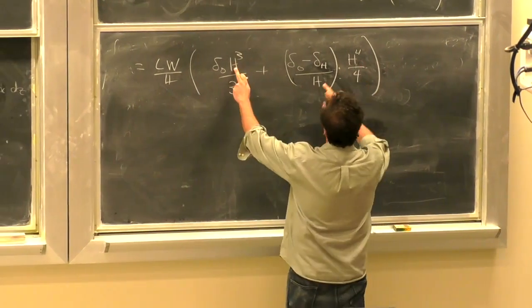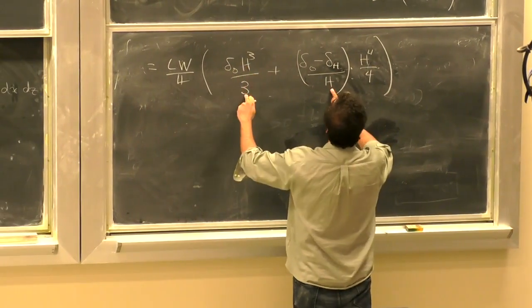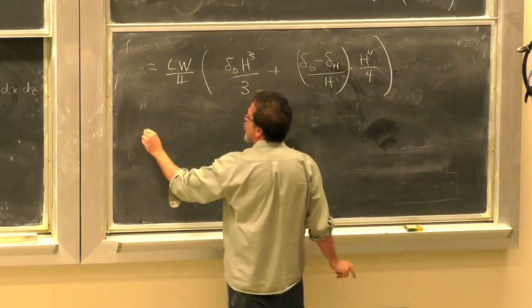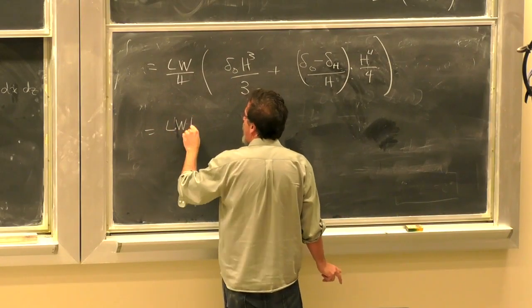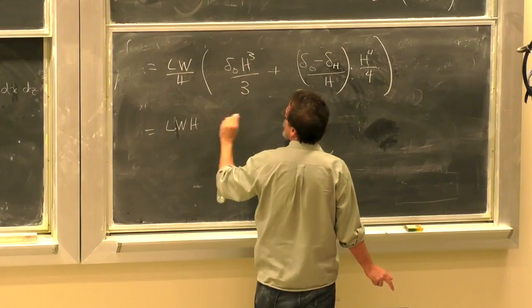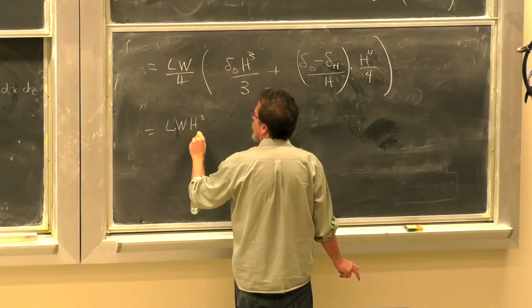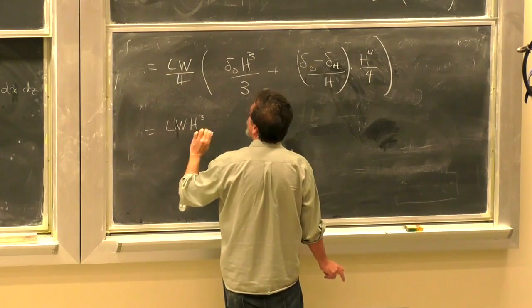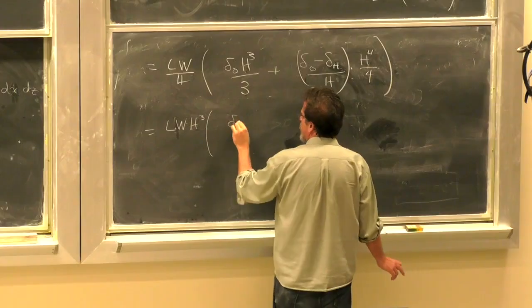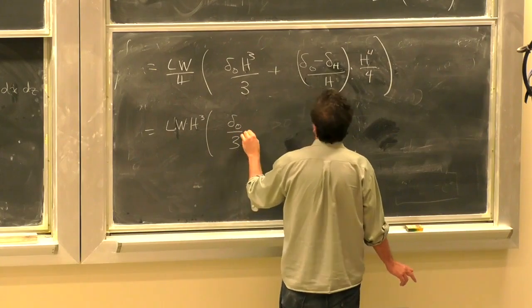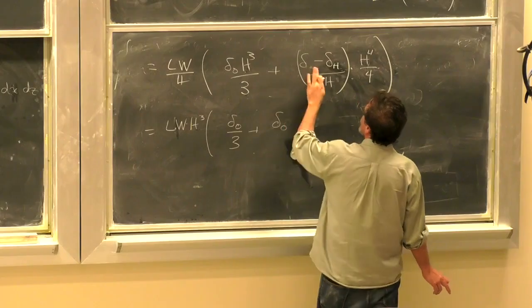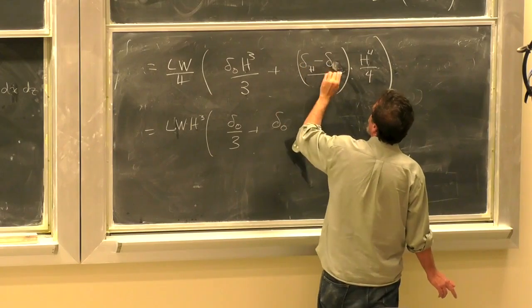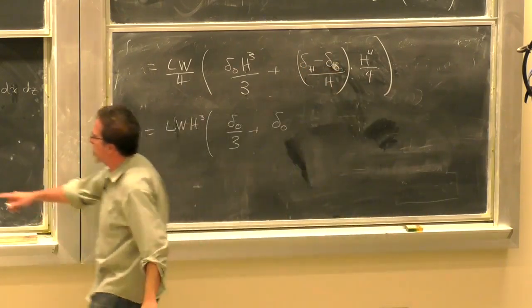So notice there's an h cubed common to the whole thing. This is a 1/3 and this is a 1/4. This is going to be LWh cubed. I'm just going to be careful because I can't do the factorization as easily this time because my brain is not that good. Sorry guys, this is delta h minus delta 0.